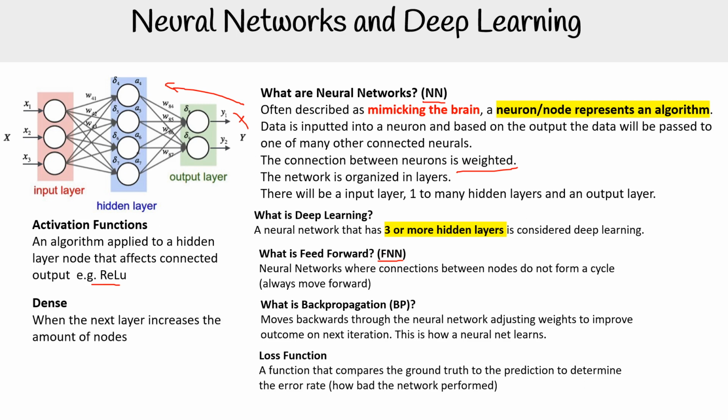There's a concept of dense. So when the next layer increases the amount of nodes, and you have sparse. So when the next layer decreases the amount of nodes. Anytime you see something going from a dense layer to a sparse layer, that's usually called dimensionality reduction, because you're reducing the amount of dimensions, because the amount of nodes in your network determines the dimensions you have.